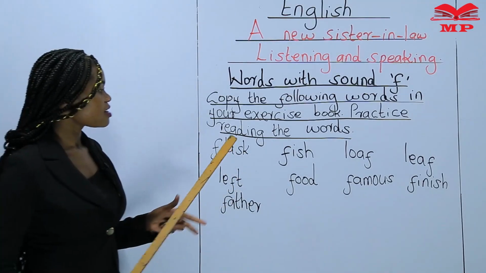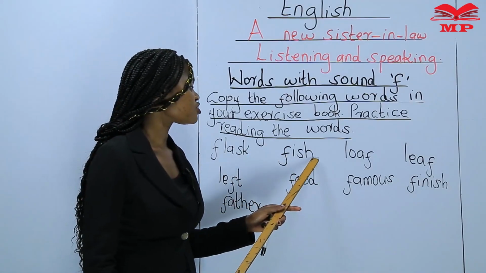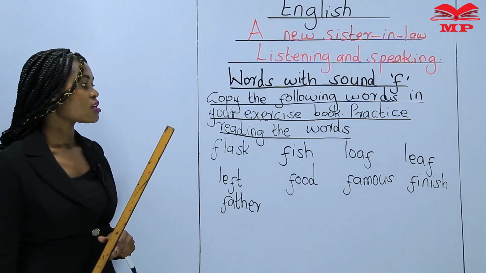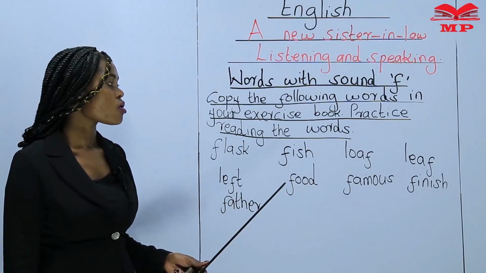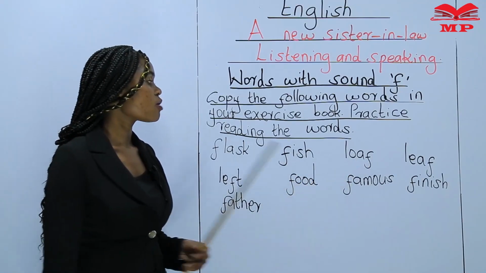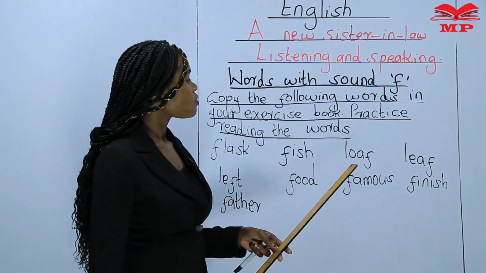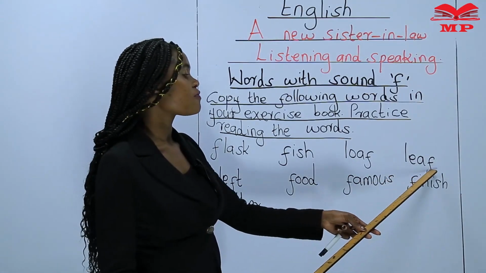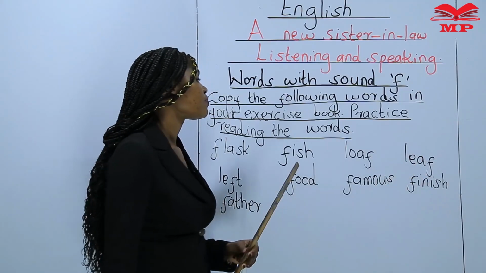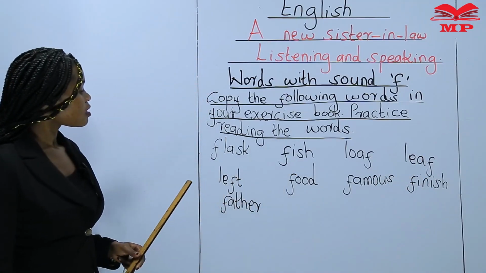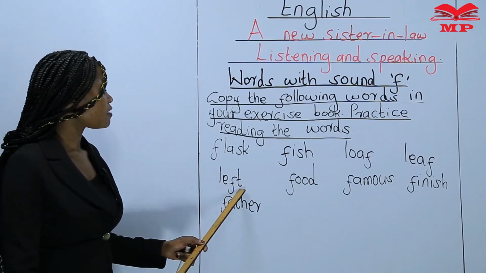Then the second word, fish. Then loaf. Loaf. Look at the word very well. Then after the third word, we have leaf. Leaf. Left. Left.